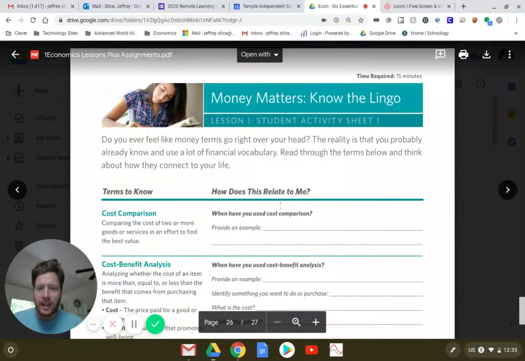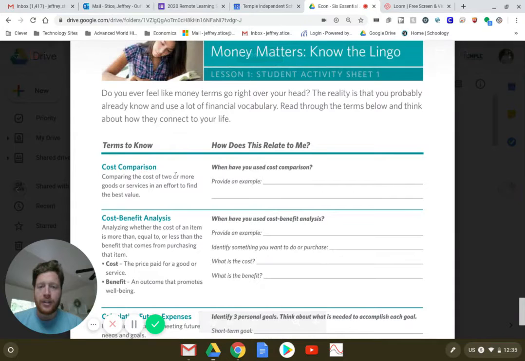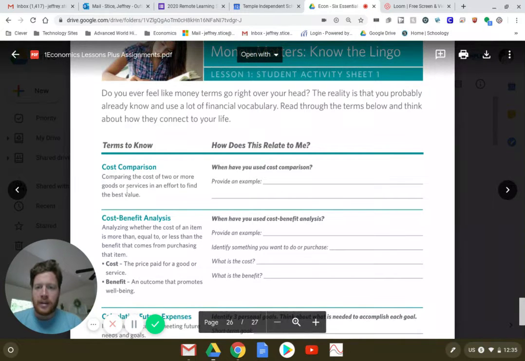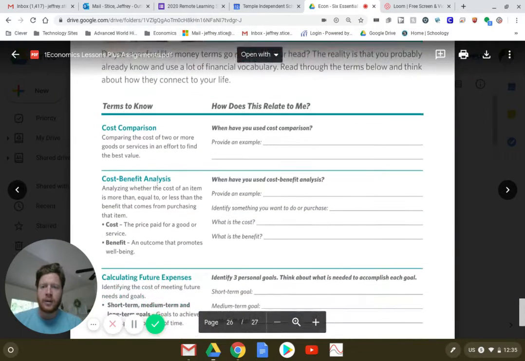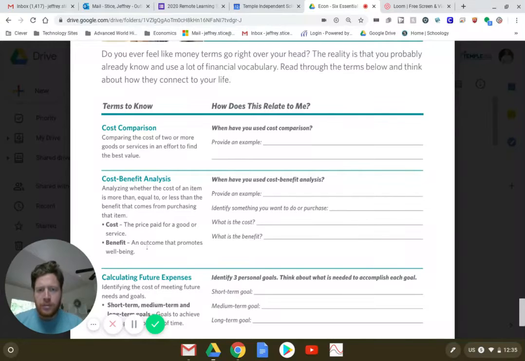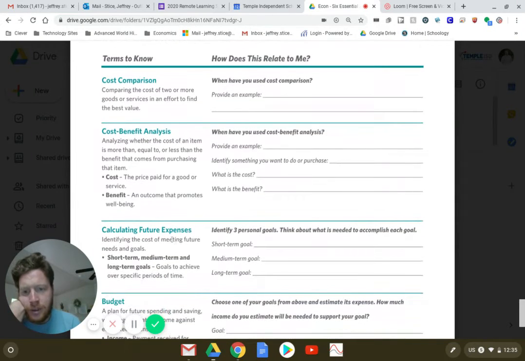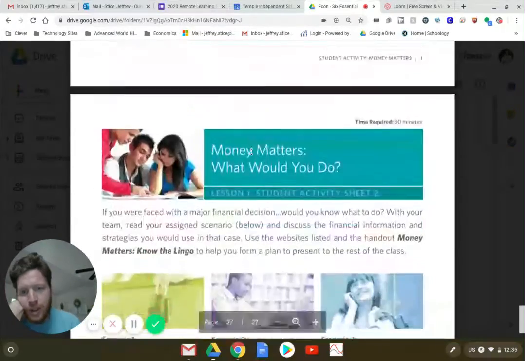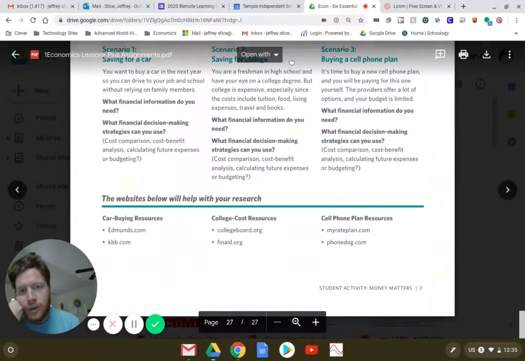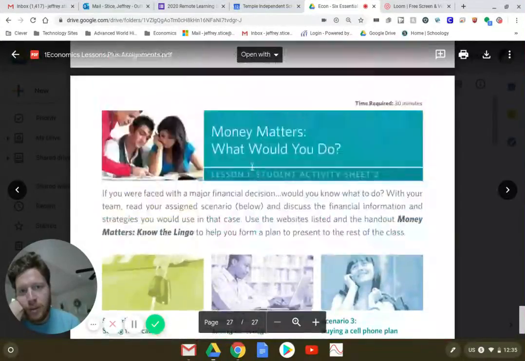And then for this last assignment 6, it tells you over here the definitions of cost comparison and cost benefit analysis. It just asks you questions about financial planning. Okay, you can skip this part. This last part's optional.